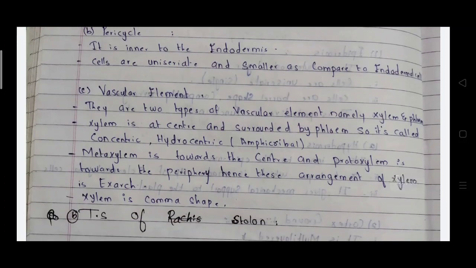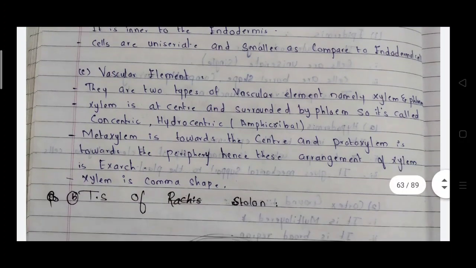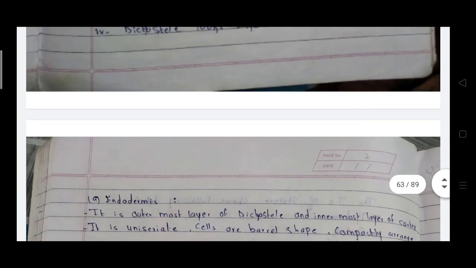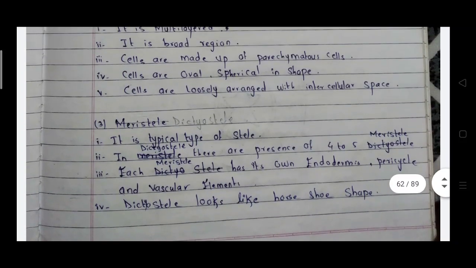That means the protoxylem is towards the periphery and towards the center the metaxylem is present, and the phloem is present surrounding the xylem. So this type of vascular elements is present in the dictyostele, and the xylem of that dictyostele forms the comma shape. So this is all regarding the transverse section of the rachis.